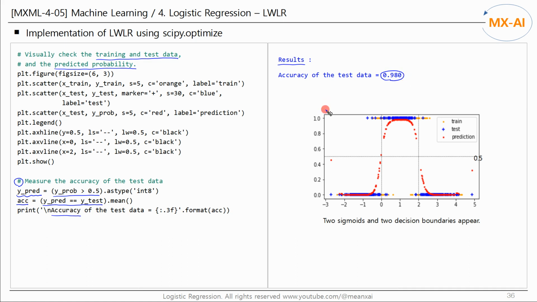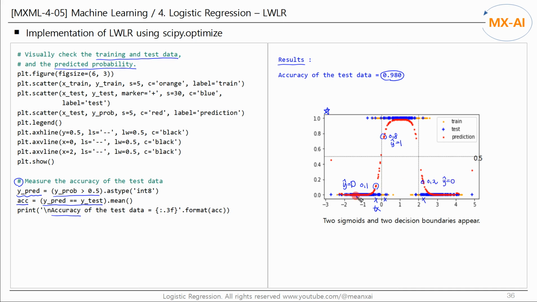Let's check the results. The accuracy of the test data is measured to be 0.98. And the visualization results are like this. If the test data point is at this location, the predicted probability is about 0.1. So we predict the class Y as 0. If the test data point is at this location, the predicted probability is about 0.8, so we predict the class Y as 1. If the test data point is at this location, the predicted probability is about 0.2, so we predict the class Y as 0.